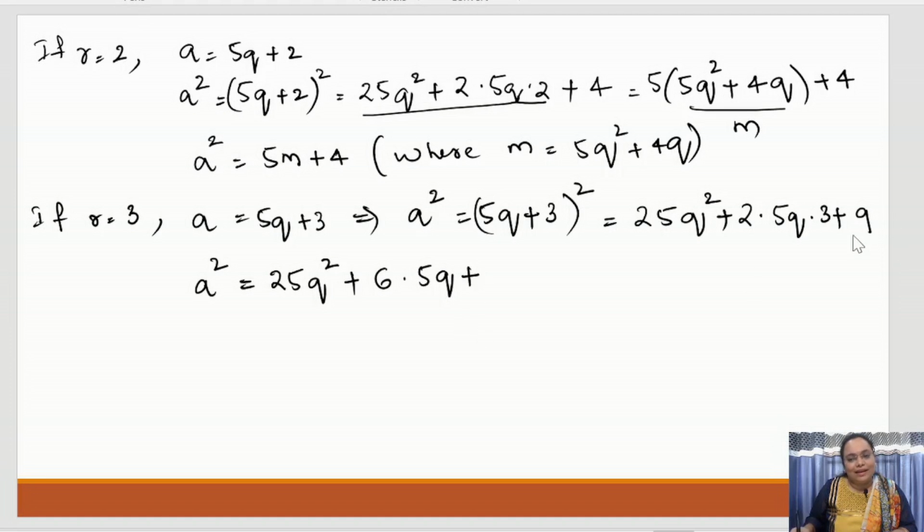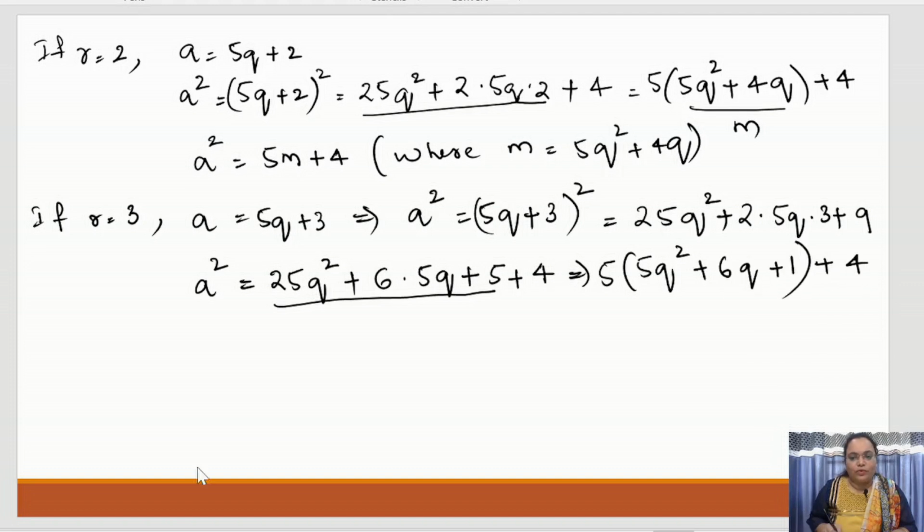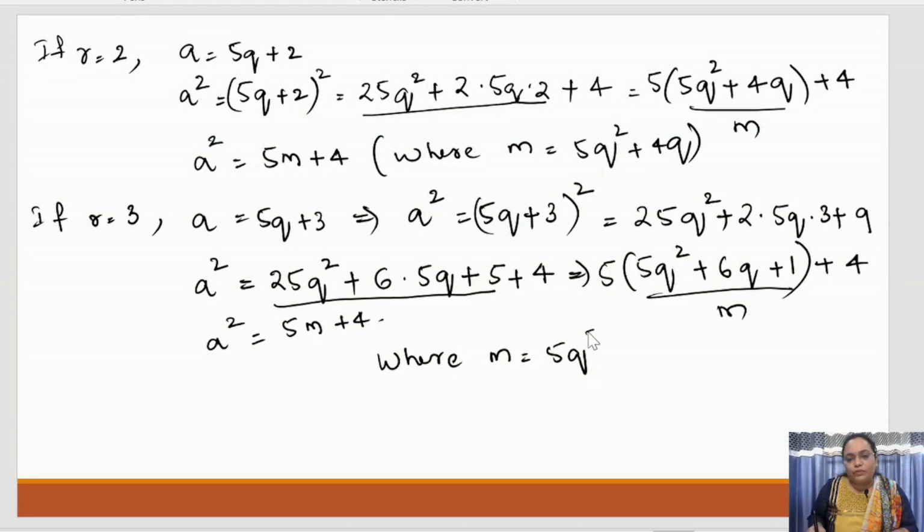plus, see here 9 can be written as 5 + 4. So from here if you take 5 common, you will get 5(5q² + 6q + 1) + 4. And if you replace this with m, you will get a² = 5m + 4, where m = 5q² + 6q + 1.